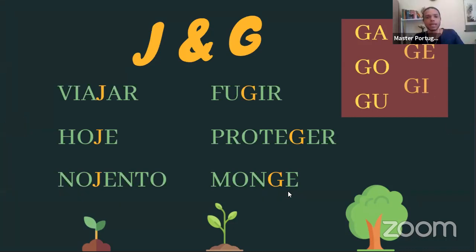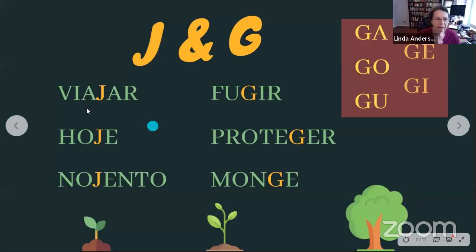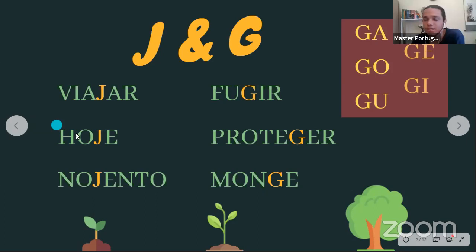Okay, so Linda, can you repeat with me, please? Here we've got viajar. Viajar. Ótimo. Fugir. Ótimo. Hoje. Yes, and the H in the beginning of a word is never pronounced. So hoje. Proteger. Ótimo. Nojento. Ótimo.